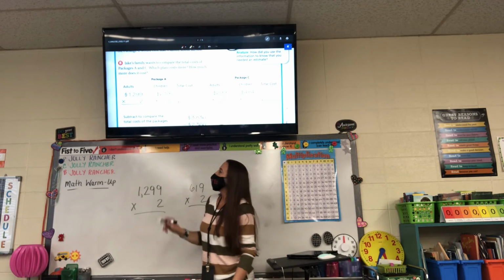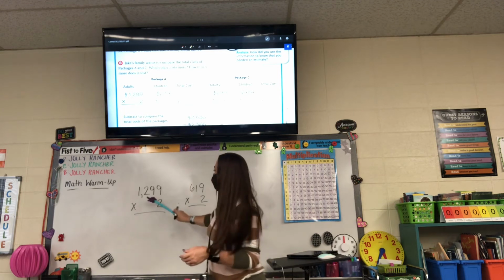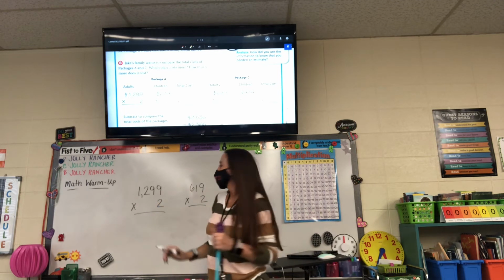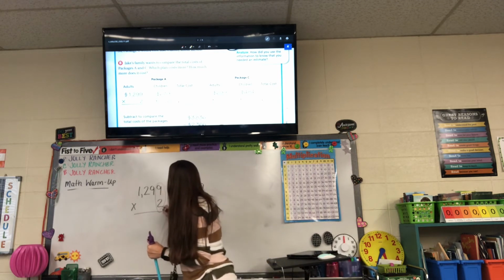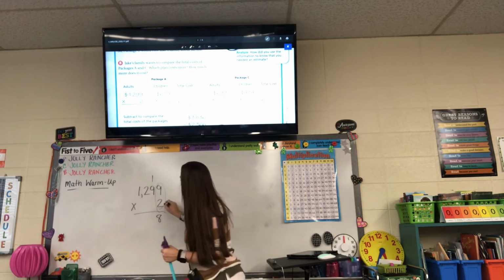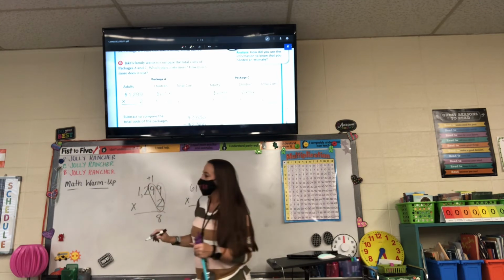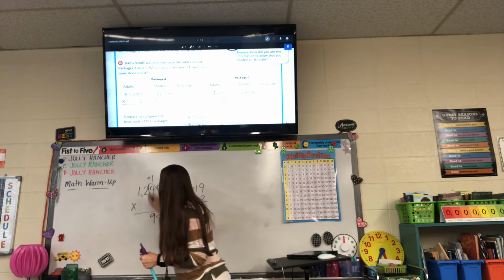Round. You can't. Nope, it doesn't want us to round on this one. So what's the first step just with this problem right here? 2 times 9. 2 times 9, good, which equals? 18. You put down the 8, you carry the 1. Then we do 2 times 9 again, which is 18. Plus 1? 19. Put down the 9, carry the 1.